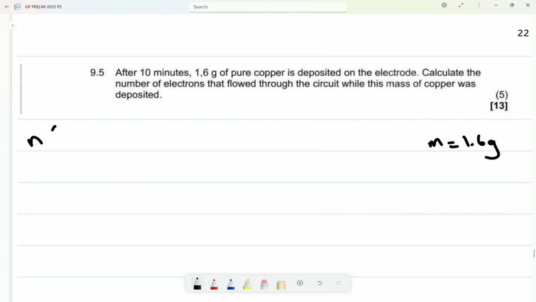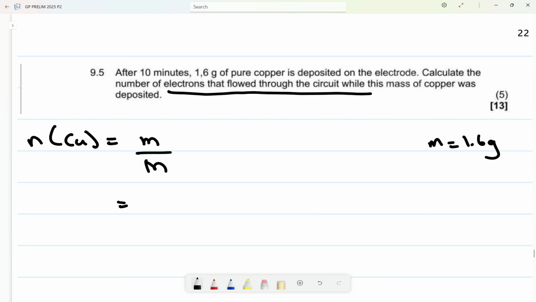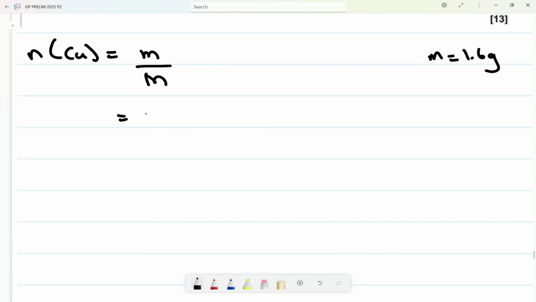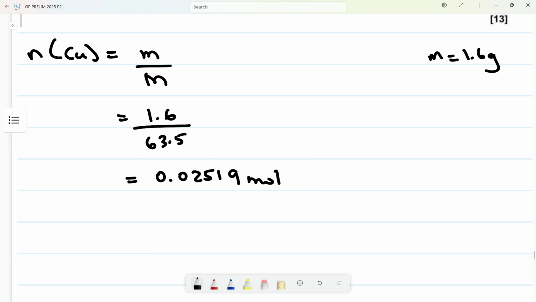Number of moles of copper is going to be mass divided by molar mass. They want the what? Electrons that flowed. Okay, so let's find the number of moles because number of moles can help us get anything. Molar mass of copper, guys, is 63.5. Then the number of moles of copper is going to be 0.02519. Allow me to keep all those decimals.